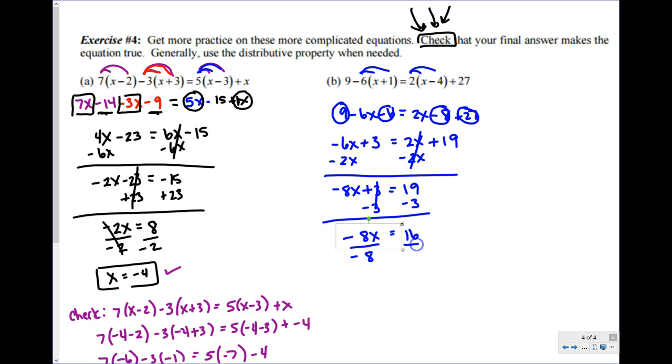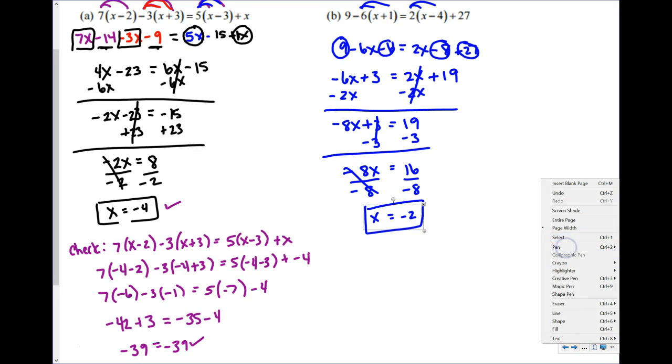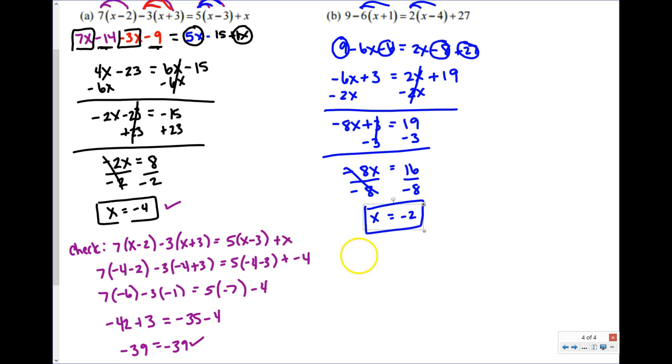Divide both sides by negative 8. And x equals negative 2. Okay, and finally, and then this video will be over, we have to do our check because we have got to follow directions. Okay, if you want, you can skip ahead and see the check for yourself. You don't have to watch me work it out, but that's up to you.